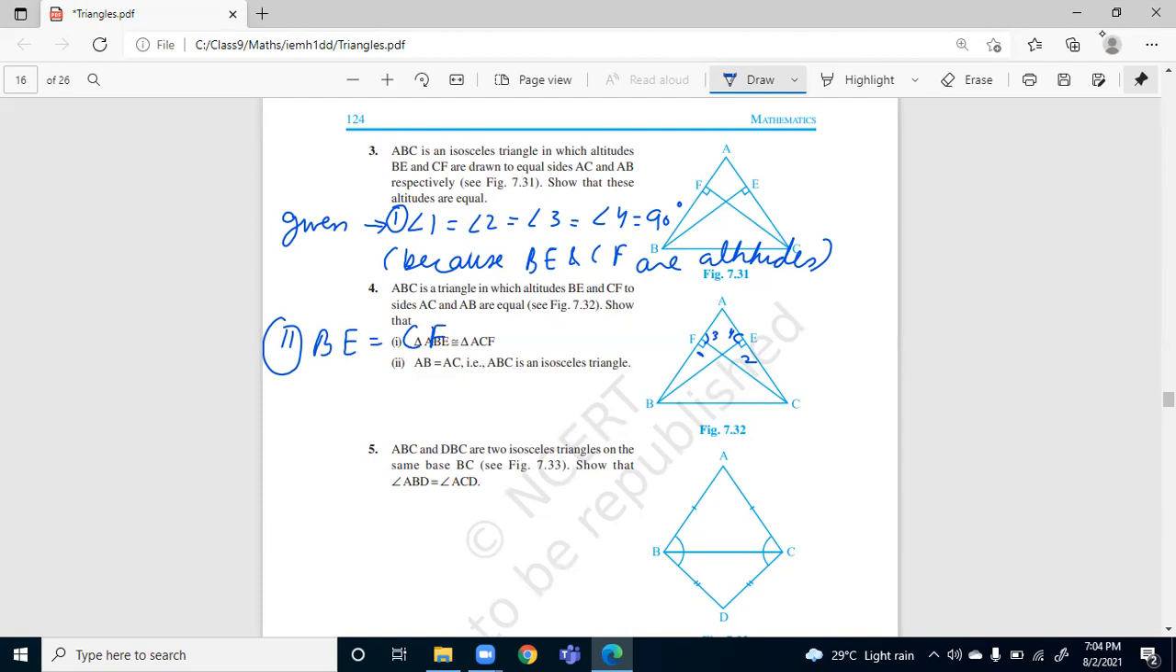Now you have to draw the diagram with labeling. So please draw the diagram, label it up because we have given them names as 1, 2, 3, 4. Now you have to start the proof. So what is the proof? Whatever you want to prove, that you have to write in triangle ABE and triangle ACF.